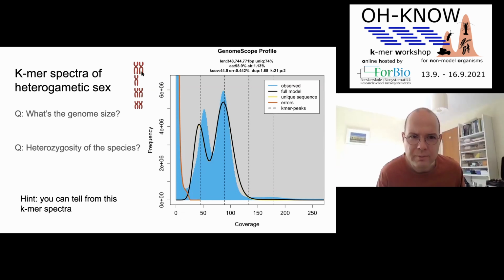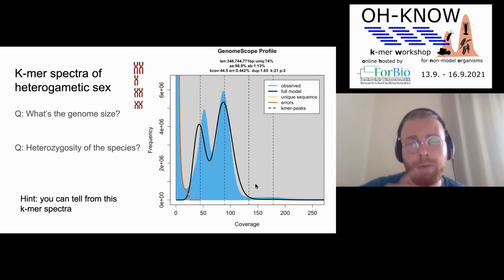The question is about the genome size. This is the GenomeScope model fitted to a heterogametic sex k-mer spectrum, and we have an estimate of the genome size. I'm asking, do you think this genome size estimate is an overestimation or an underestimation, or is it the correct one?